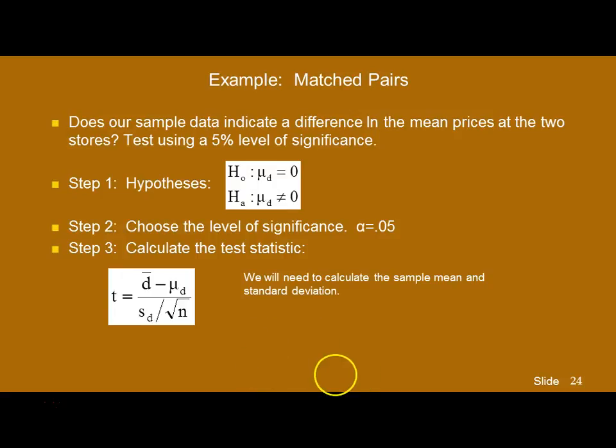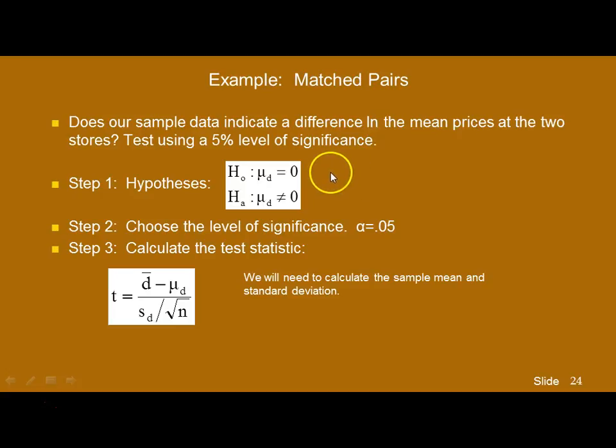So, let's get back to our problem. Does our sample data indicate a difference in the mean prices at the two stores? Suppose we want to test that hypothesis at a 5% level of significance. Our hypotheses are going to look like this. Notice the problem just said, is there any difference in the mean prices at all? So that indicates a two-sided test.